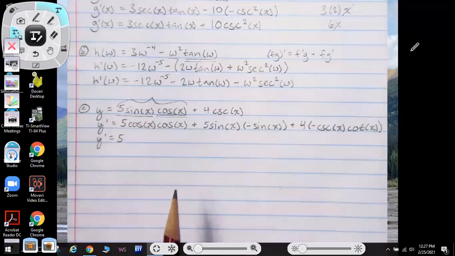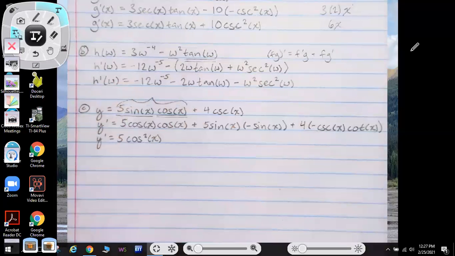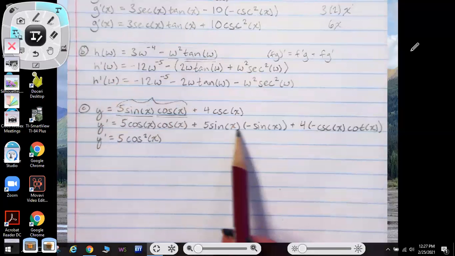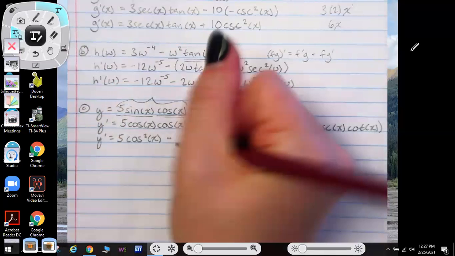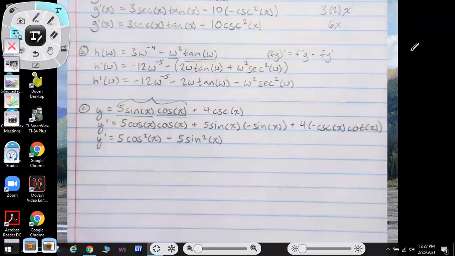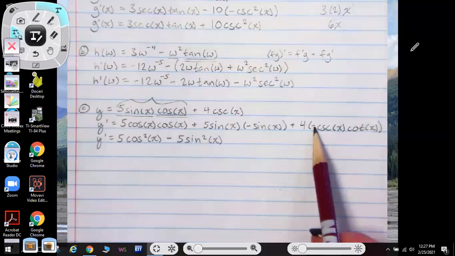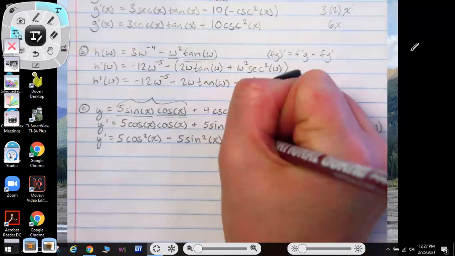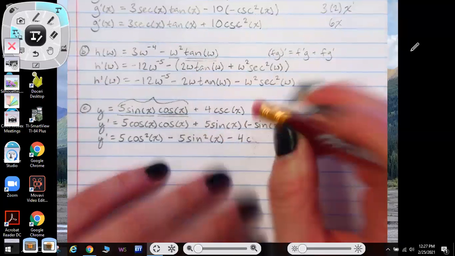Okay. And now we have cosine times cosine, which we can write as cosine squared of x. And then we have a positive times a negative. That's going to end up being negative, so we can just change that plus to a minus and write this as 5 sine squared. And then we have a negative to deal with in this last term, so that's going to make that minus 4 cosecant x cotangent x.